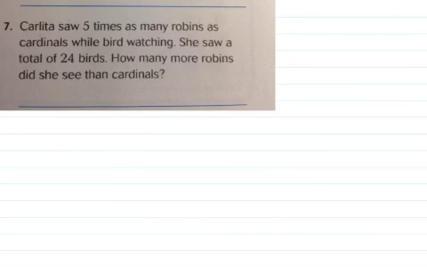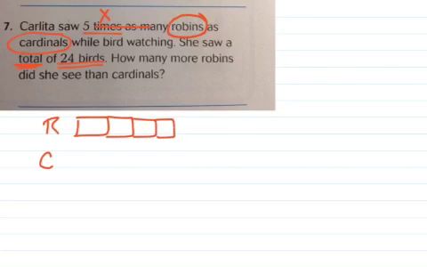Okay, in this problem, Carlita saw 5 times, I'm going to put my multiplication sign up top, 5 times as many robins as cardinals while she was bird watching. She saw a total of 24 birds. I'm going to stop right there and I'm going to draw my model. So we're talking about robins and we're talking about cardinals. She has 5 times as many robins as cardinals. So I have to draw 5 boxes for robins and only 1 box for cardinals. Now, it tells me that my total is 24. So I'm going to draw that bracket and put my total of 24 on the outside.